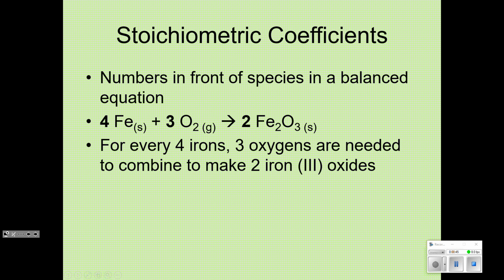So again, what that balanced equation says, which is the equation for the synthesis of rust, Fe2O3, iron(III) oxide, is that for every 4 moles of iron, it requires 3 moles of oxygen to create 2 moles of iron(III) oxide. So if we were given moles of anything in that equation, we could convert to moles of anything else using the ratios from the balanced equation.